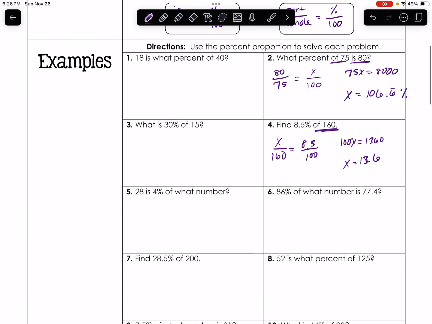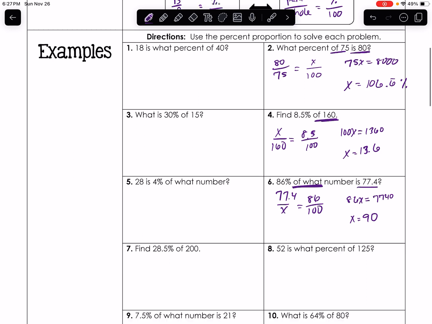Number 6, 86% of what number? So I know 86 is a percent. We're looking for what number is, that goes on top, 77.4. Okay, so we've played around with moving our x around. Let's keep going. Cross multiply and divide. Okay, so 77.4 is 86% of 90.